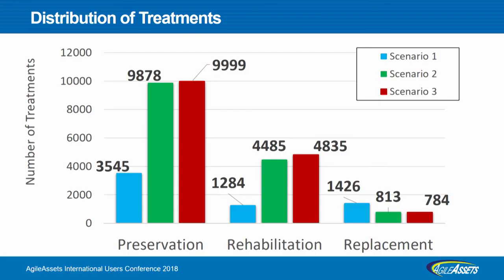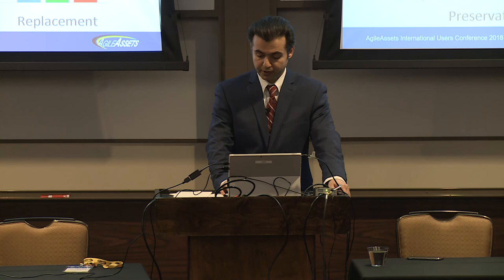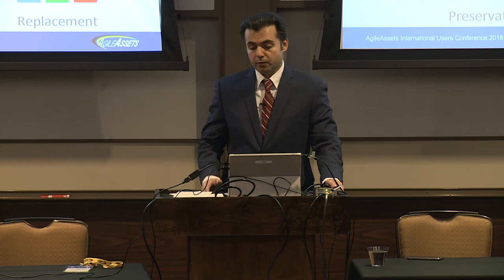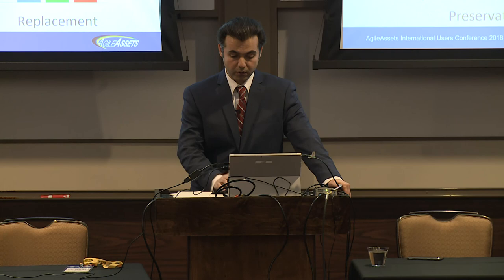So actually, by looking at the distribution of treatments, we can see that in scenario three, we have the highest number of preservation works, and in scenario one, we have the least number of them. And in replacement treatment, scenario one has the highest number, almost double that of scenario two and three. So by doing early stage treatment, we can get a better long-term condition.